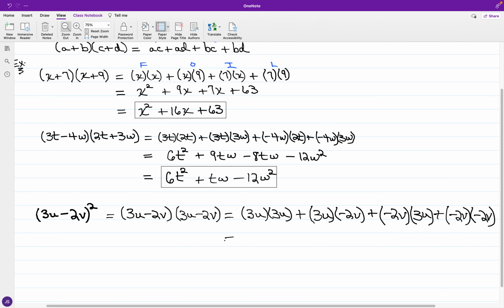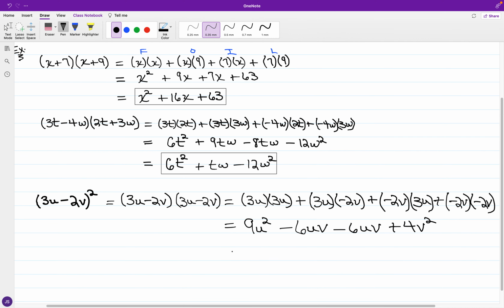So looking at what we have throughout the process, you have 3u times 3u, so this will be 9u squared. For the outside product, we have 3u times negative 2v, so we have a negative 6uv. And negative 2v times 3u is also going to yield negative 6uv. And for the last product, negative 2v times itself is going to be a plus 4v squared.